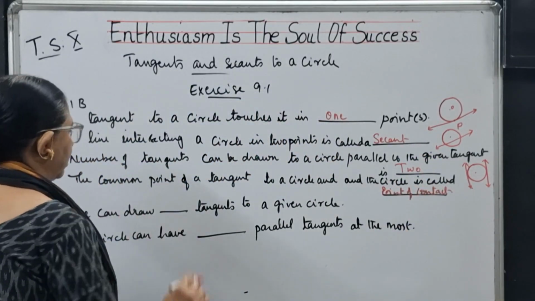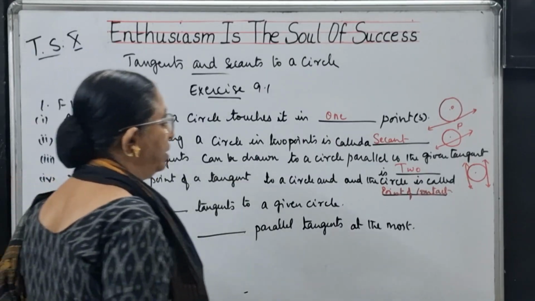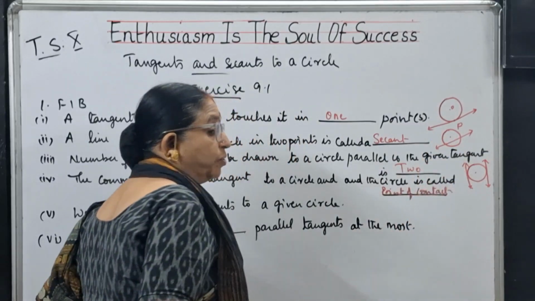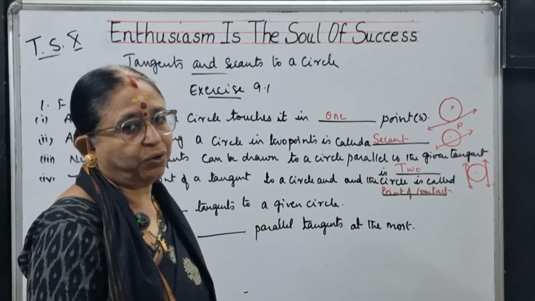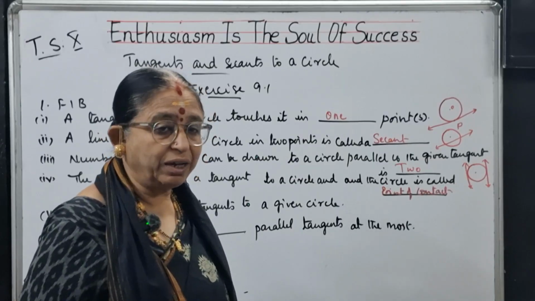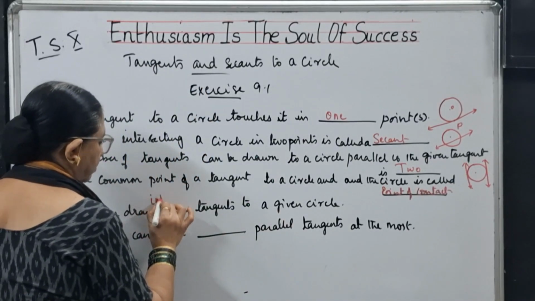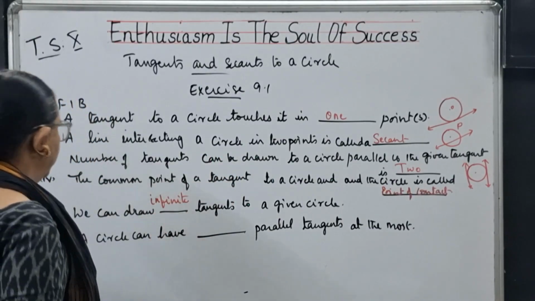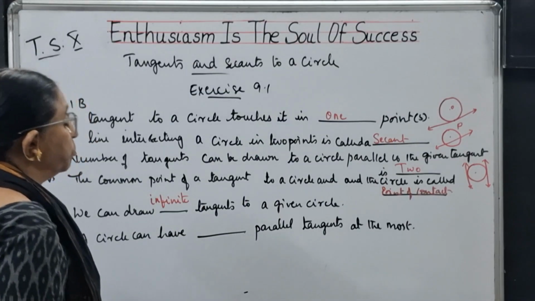Next, we can draw dash tangents to a circle. I have already explained. See, a circle contains a set of infinite number of points. From every point you can draw a tangent. So how many tangents can you draw? We can draw infinite tangents. Countless tangents.